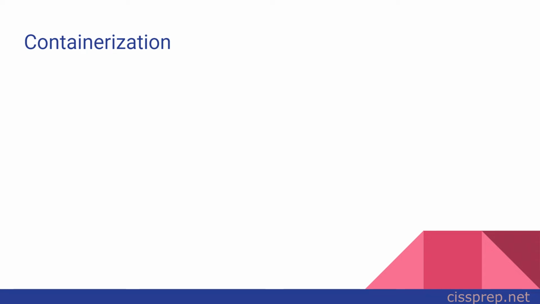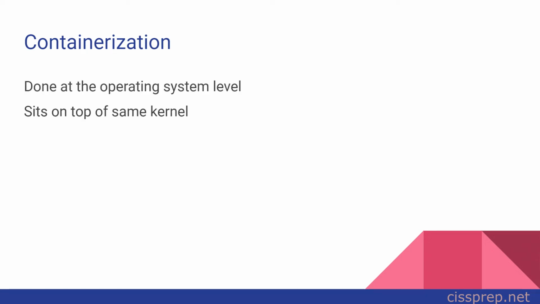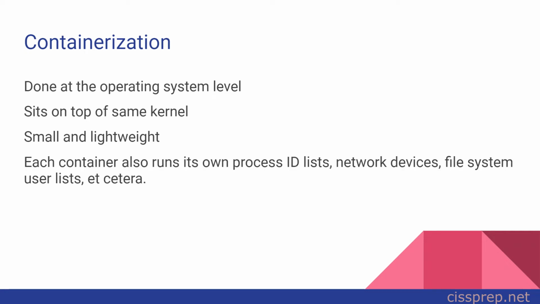I'm not sure if I explained that. So yeah, it sits on top of the same kernel. They're done at the operating system level, again, meaning that the specific portion of resources is freed up to allow more containers than a VM would allow. And so they have their own process ID lists, network devices, and file system user lists.